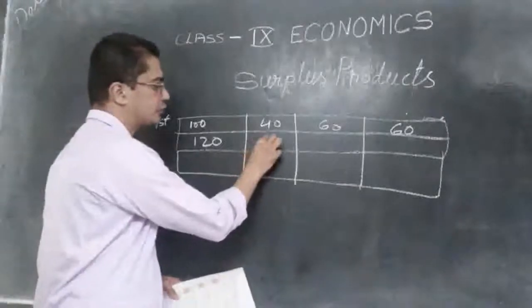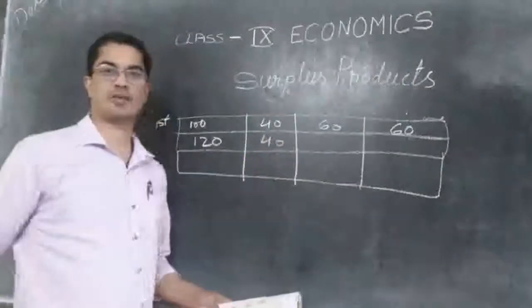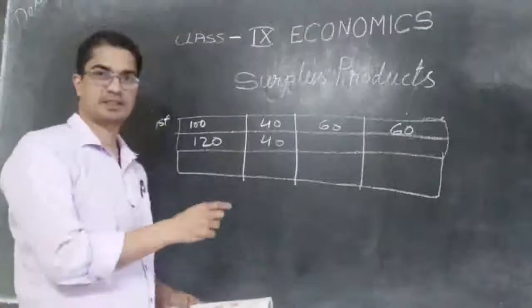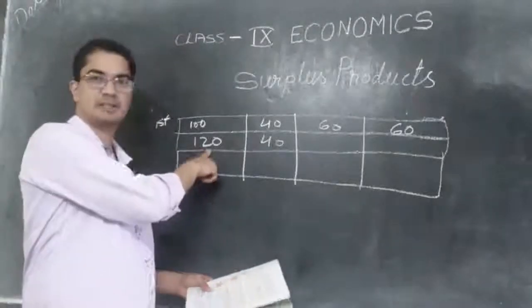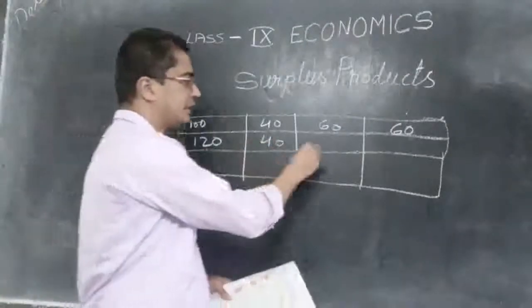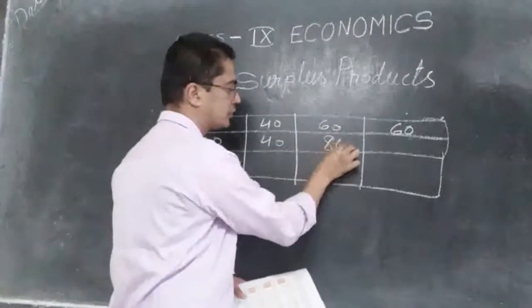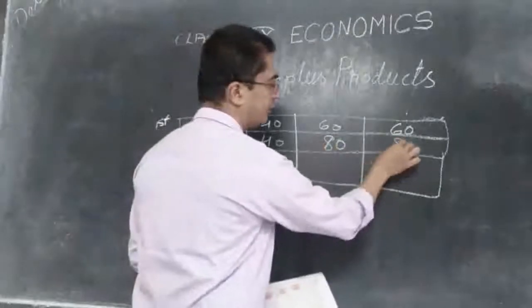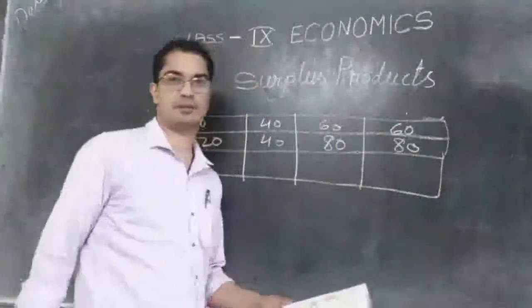And here he will use 40 kg for himself, for his family. Then how much is extra? 120 is the total production. 40 kg is kept for himself. Then 80 kg is extra. So that 80 kg he will use for next year as a capital.